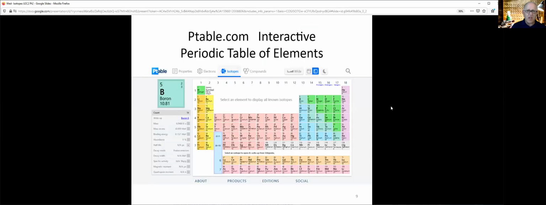Now, I want to show you a neat little periodic table known as p-table. And we're going to get more into that in our next discussion on the periodic table layout. But if you want to find the isotopes of an element, we can jump out and look at p-table. And you would find this on the web at ptable.com. And I'm going to stop this screen share. We're going to jump over to that. So let's just take a pause for a moment while I do that.